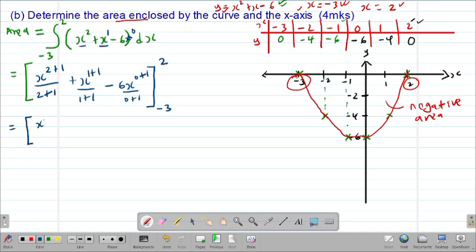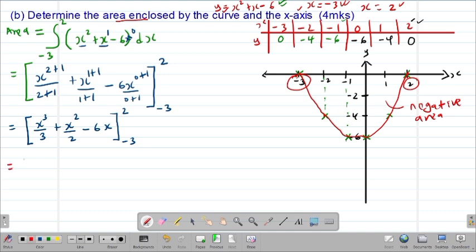So this means that we have the following. This will be x to the power of 3 divided by 3, since 2 plus 1 is 3, then plus x to the power of 2 divided by 2, then minus 6x to the power of 1, which is basically x. The limits are from negative 3 up to positive 2.